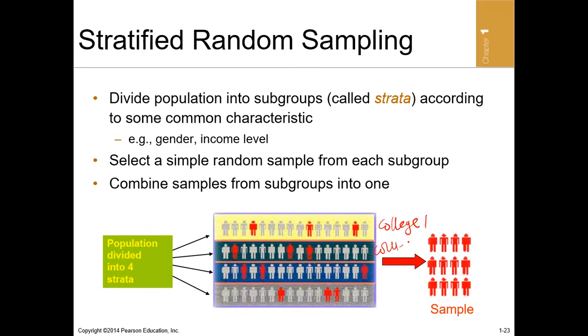I'll have college 2 as a subgroup. I'll have college 3 as a subgroup, and I'll have college 4 as a subgroup, whether it is College of Humanities or whether it is College of Arts. I'm just labeling them colleges. So then, after grouping them into the subgroups, each subgroup is called stratum, right? Stratum.